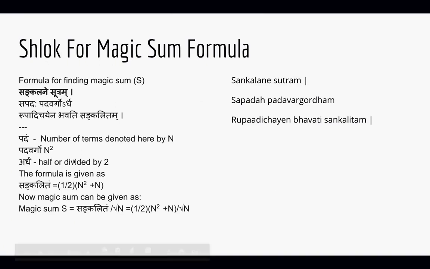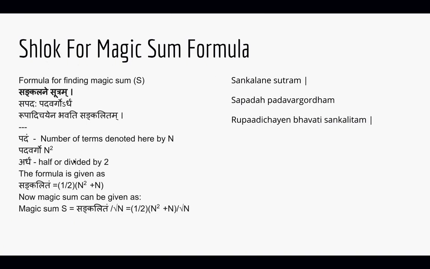Now, the sloka for the magic sum formula. The formula for finding the magic sum is Sankalana Sutram Sapadaha Padavargordham Rupadichayena Bhavati Sankalitam, which means pada, meaning the number of terms denoted here by n, and then padavarga, meaning n squared, and then ardham, meaning half or divided by 2. So the formula is given as Sankalitam, which equals 1/2 times n squared plus n.